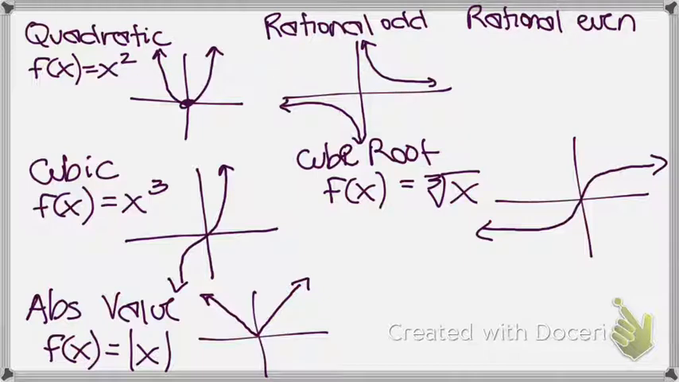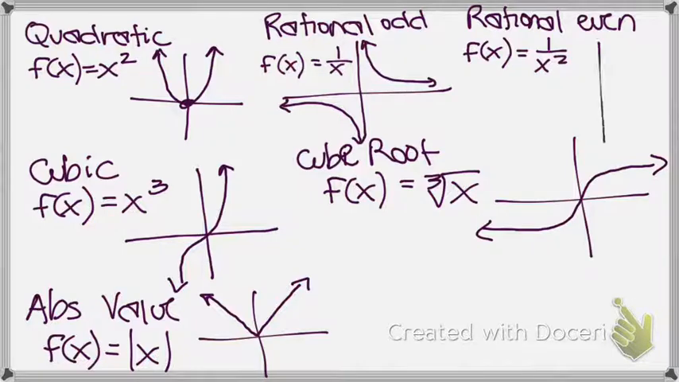Rational odd is y equals, or f of x equals 1 over x. Rational even is 1 over x squared. This one is what we sometimes call the volcano graph. Looks like this. Okay. It also does help you on a test or a quiz to remember odd should have odd symmetry. So it reminds me that the branches are diagonal from each other, where the even one is across the y-axis from each other. Okay?